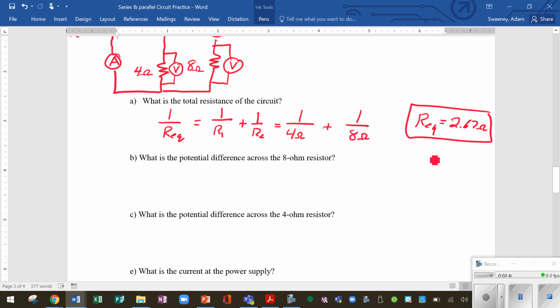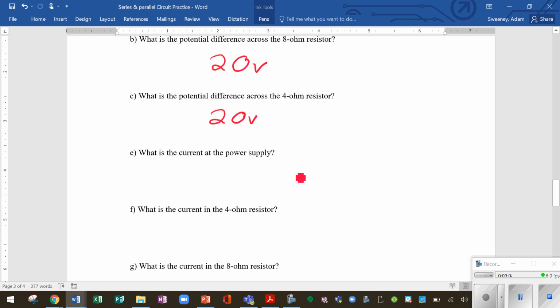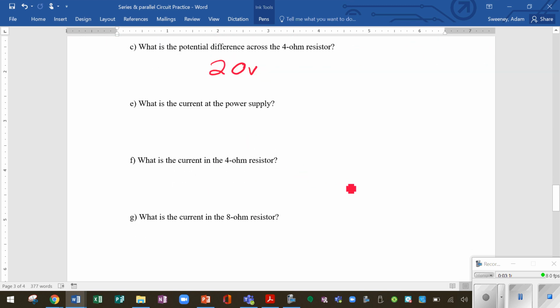So now that we have that part set, let's take a look at the potential difference across the 8 ohm resistor. Now, when you're looking at parallel circuits, the potential difference in each one of the lines parallel to each other is always the same. So we start with a 20 volt potential difference at our source. So it's 20 volts in the 8 ohm resistor. It's also 20 volts in the line with the 4 ohm resistor. So they all have the same exact voltage. And now let's take a look at the current.